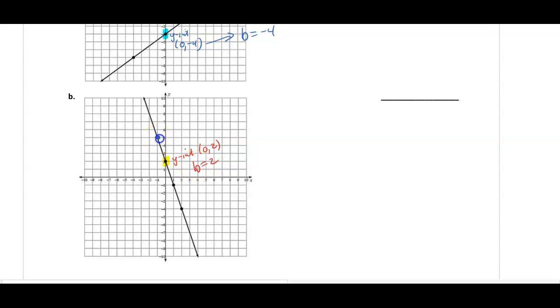So I'm going to go from this point to say this point. Down 1, 2, 3 over 1. Since I went down, it's negative 3 over 1. So my slope, change in y, is negative 3 over 1. So now my equation, m is negative 3 times x plus my b is 2, and I am done.